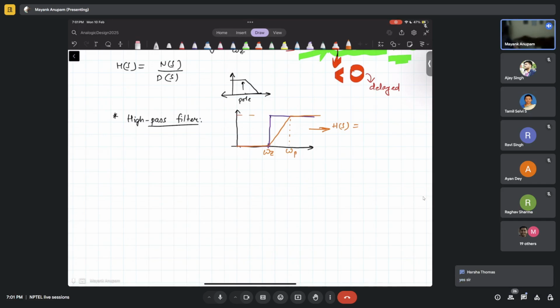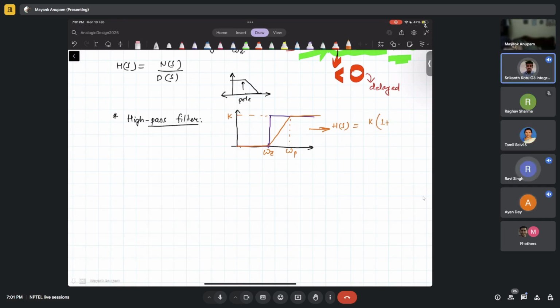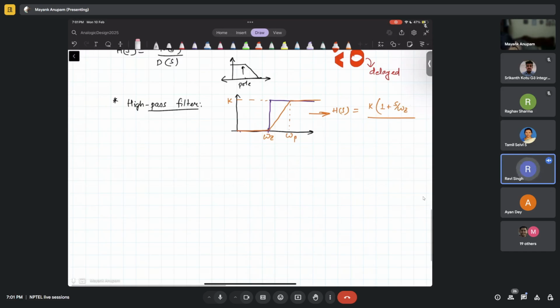And let's say at this point the gain is k. So what will it look like? K into 1 plus S by omega z, upon 1 plus S by omega p. This is how it will look like, right?